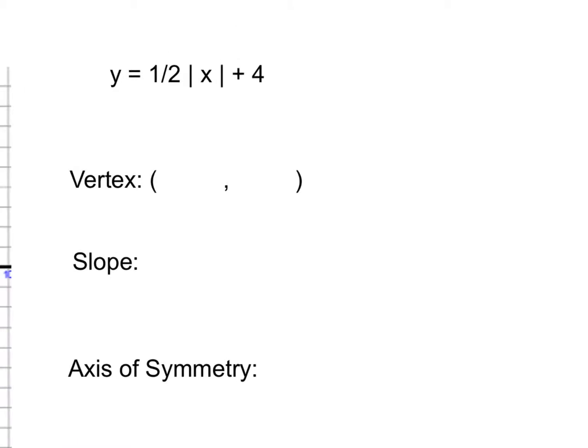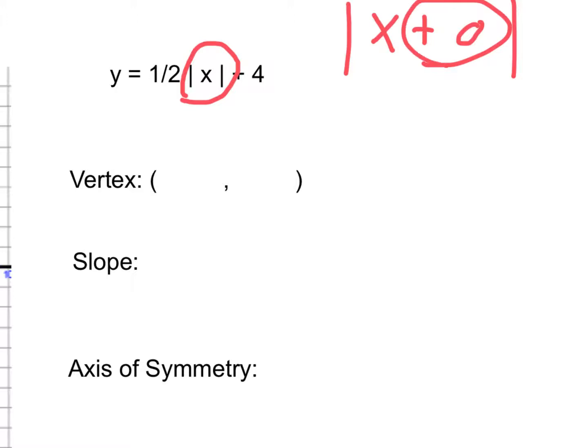Let's start with the problem. We need to identify the vertex. Now notice there's something missing: the h value. So remember, that really says the absolute value of x plus 0. So we're going to take the opposite of the 0, which is 0, and we're going to bring down the 4, which is just 4. So there's my vertex.